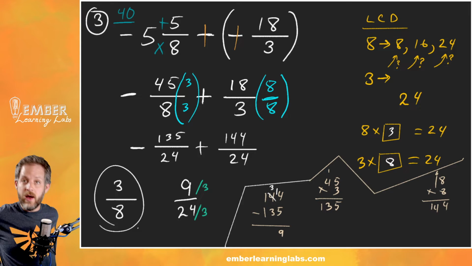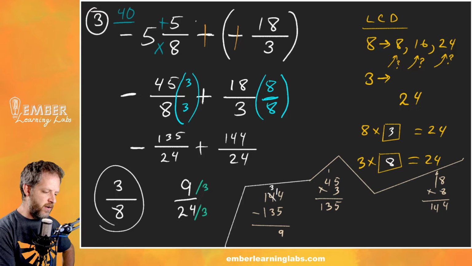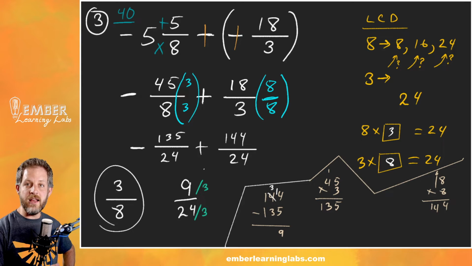So that's one way. To recap, what we did was we first got our mixed number and turned it into an improper fraction. And then we got a common denominator. And then we did the addition, which turned into subtraction, right? And then we reduced it on down.